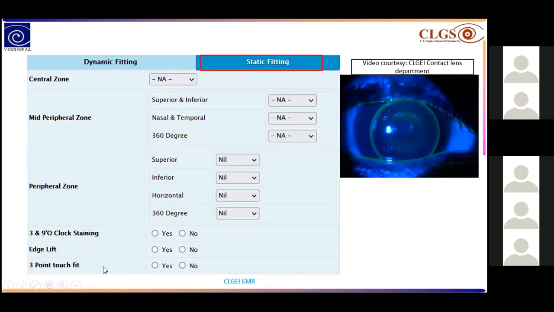If it is 3 point touch, then we have to tick yes or no here. And if there is edge lift at 6 o'clock, then we have to give ACT grading depending on how much edge lift is there. And if after removal of the contact lenses there is 3 and 9 o'clock staining, then you have to click here, and accordingly you have to change the other lenses. So accordingly you have to give these things.